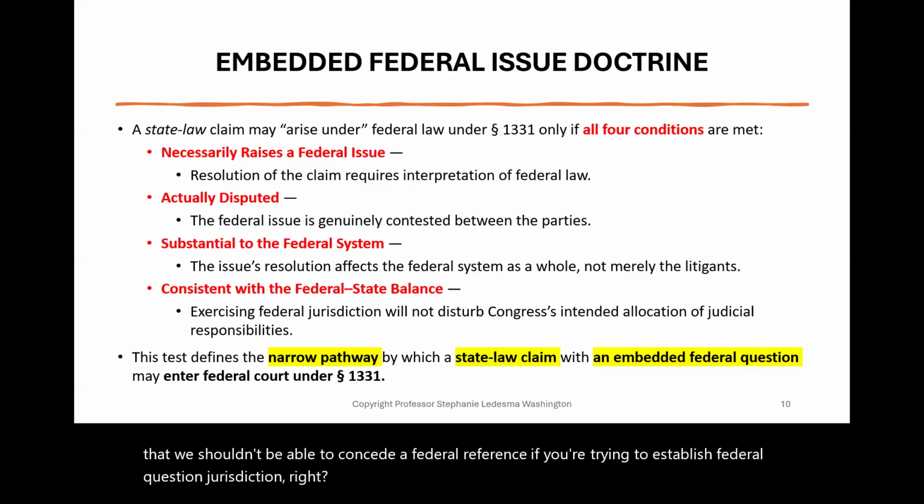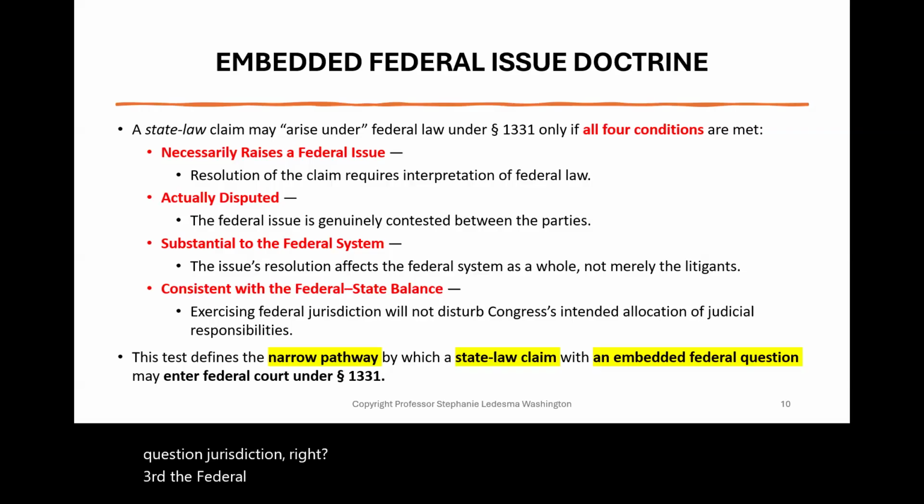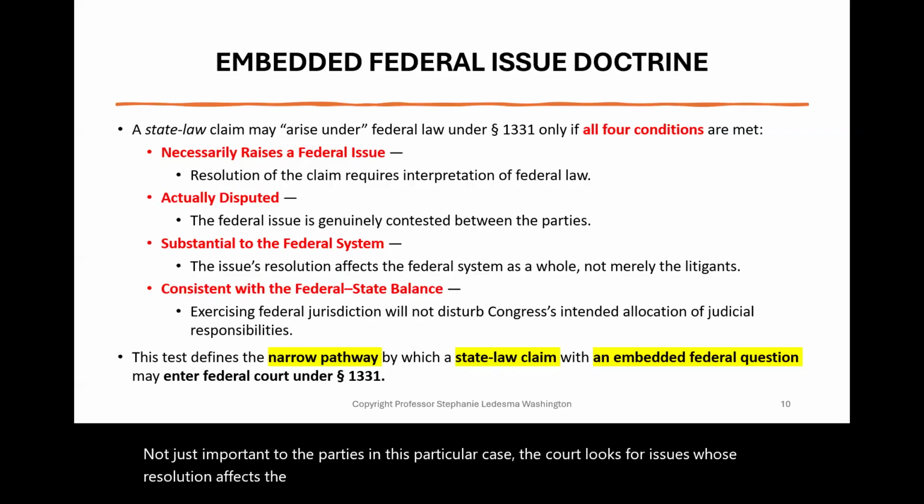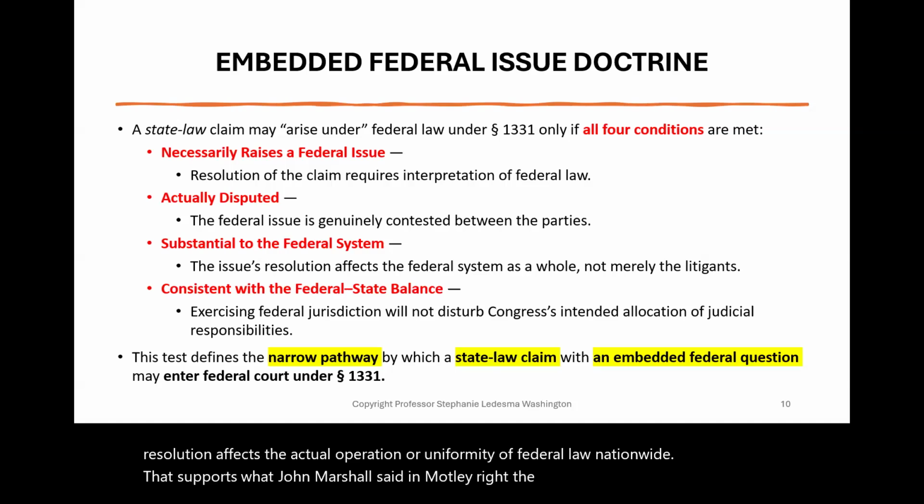Third, the federal issue must be substantial to the federal system as a whole, not just important to the parties in this particular case. The court looks for issues whose resolution affects the actual operation or uniformity of federal law nationwide. That supports what John Marshall said in Motley, right? The purpose of the federal courts.